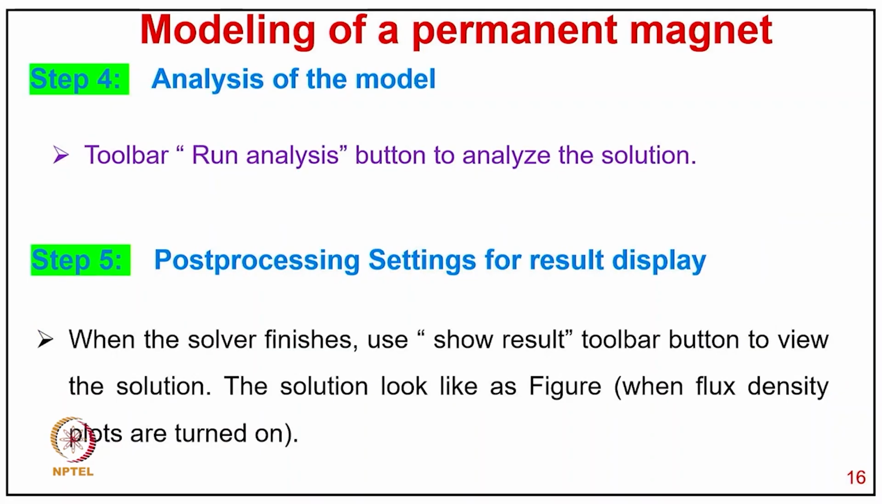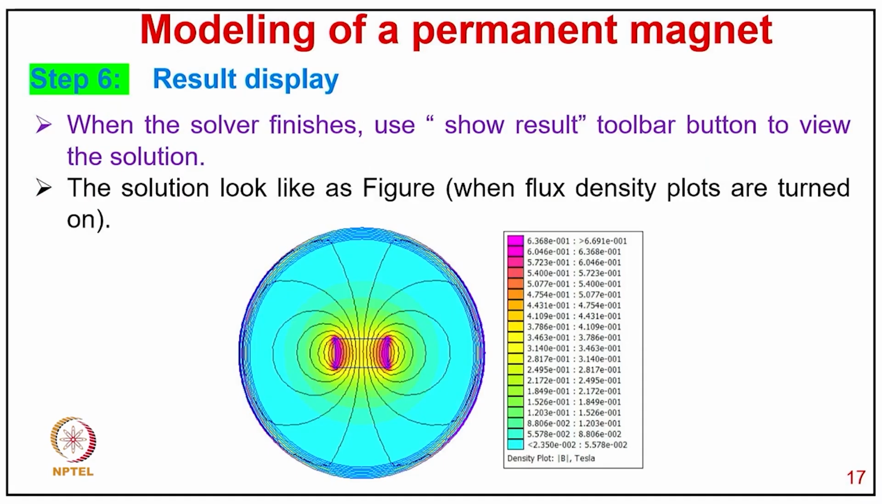Now, step 4 is analysis of the model. On the toolbar, use the run analysis button to analyze the solution. Step 5, the post processing setting and result display. When the solver finishes, use the show results toolbar button to view the solution, like the figure when flux density plots are turned on. And step 6 is result display. When the solver finishes, use the show results toolbar button to view the solution like the figure when flux density plots are turned on.